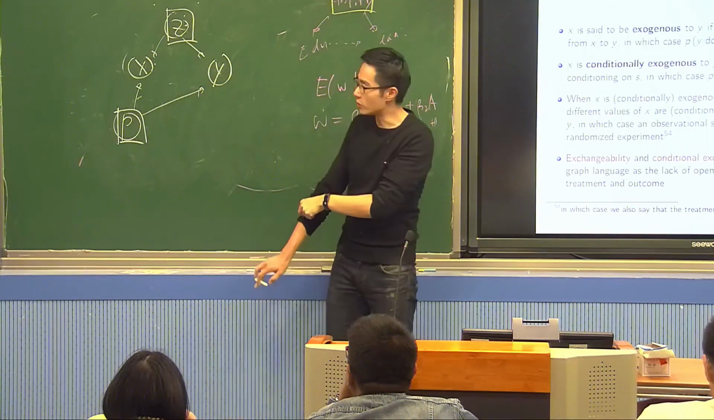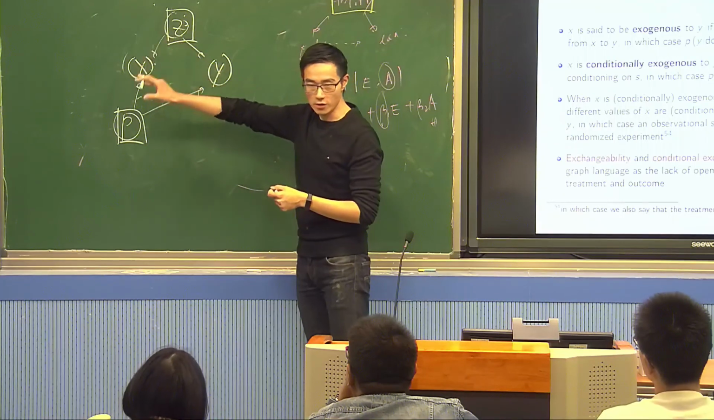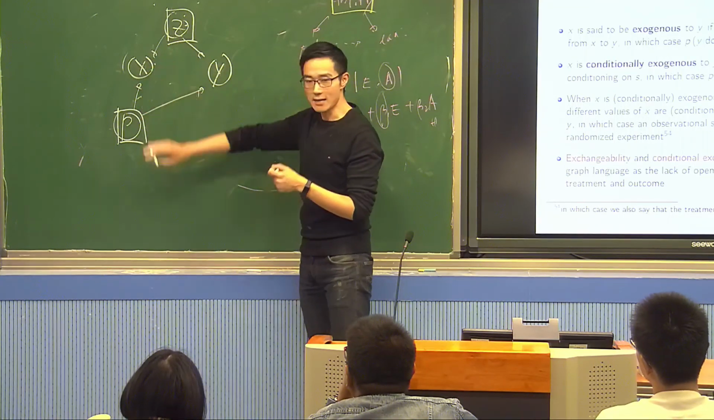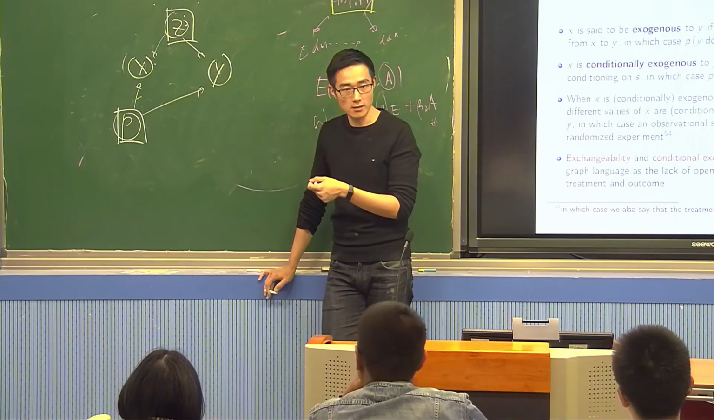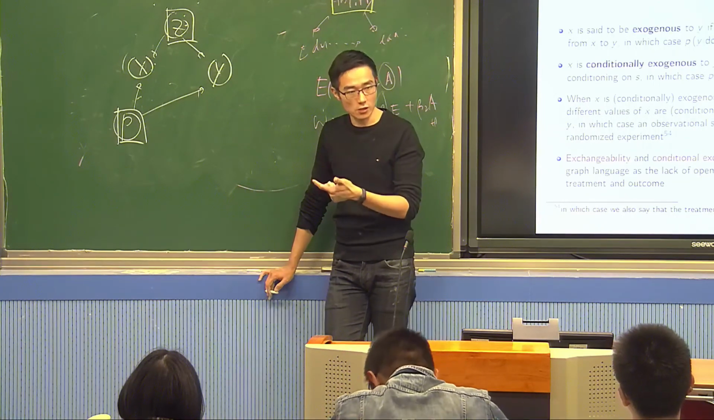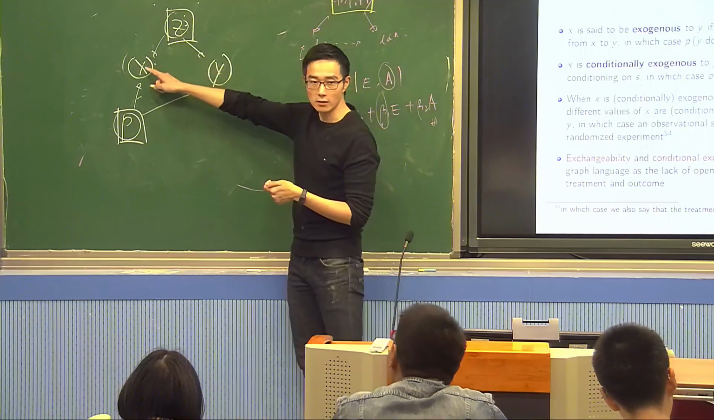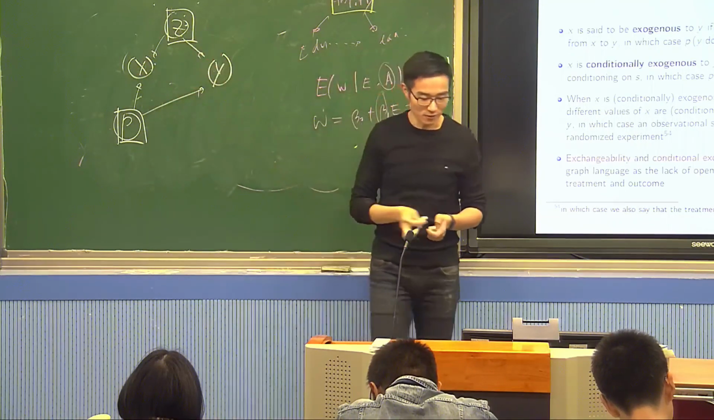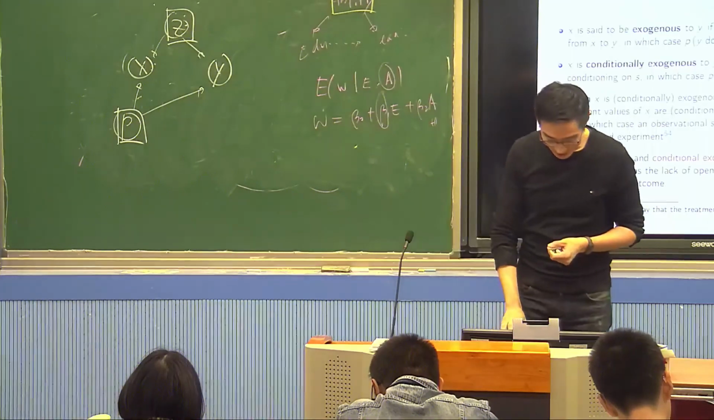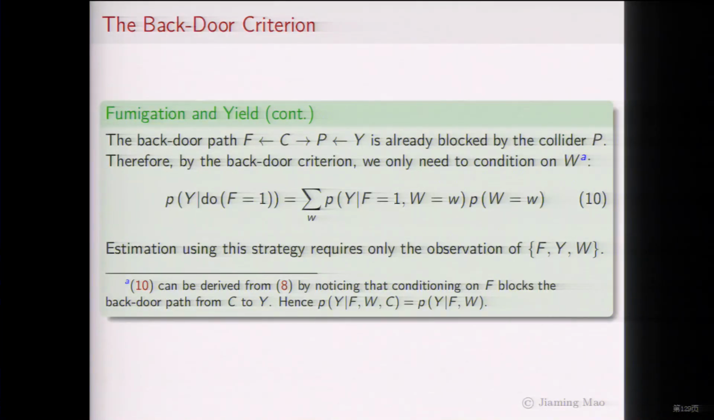And I will show you that this definition of exogeneity and endogeneity is exactly the same definition that econometricians talk about. In economics, when we say some variable is exogenous or endogenous, we are actually talking about whether the backdoor path has been blocked or not, which I will leave for next time. Not this time. So that's all I want to talk about today.